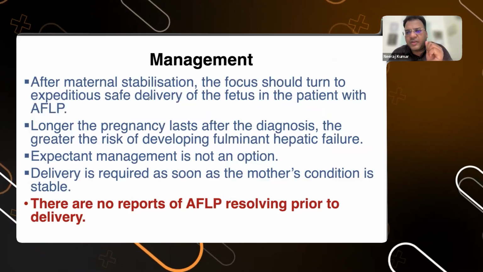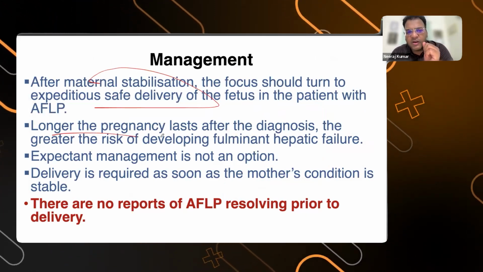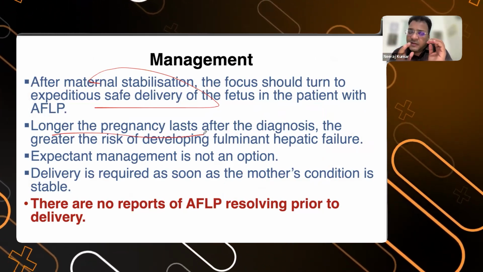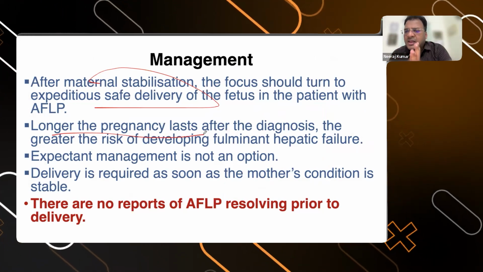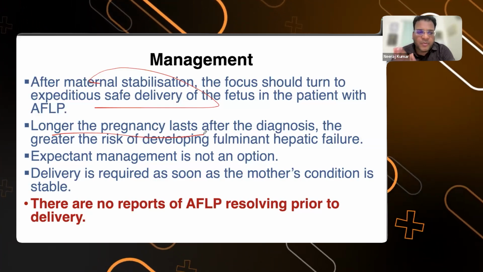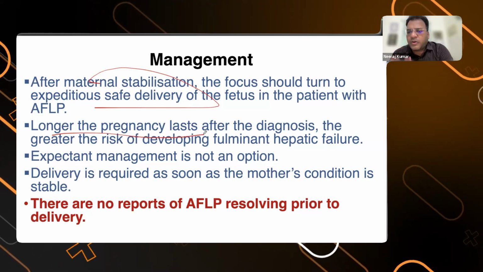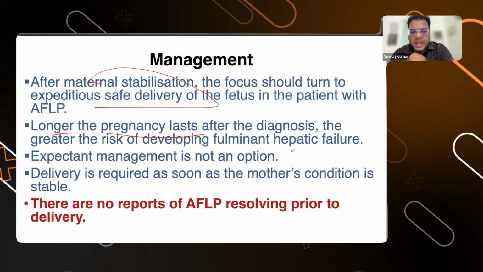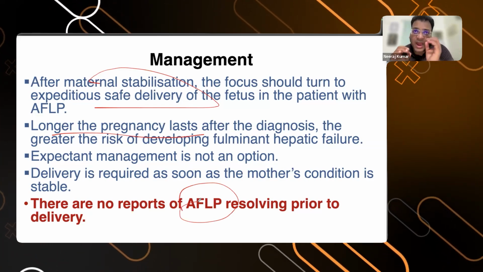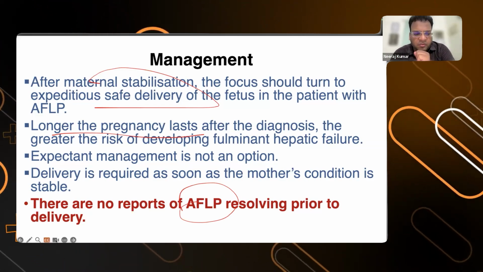Yes, maternal stabilization. We have to focus on safe delivery. We have to avoid prolonging the pregnancy after the diagnosis, because if you delay the delivery, the chances of these patients landing up in fulminant hepatic failure will be more. That's why expectant management is not an option. Always deliver as soon as possible when the mother's condition is stable, and there are no reports of AFLP resolving prior to delivery. So there are no reports that if you do not deliver, your AFLP is going to resolve. No, it is not like that.